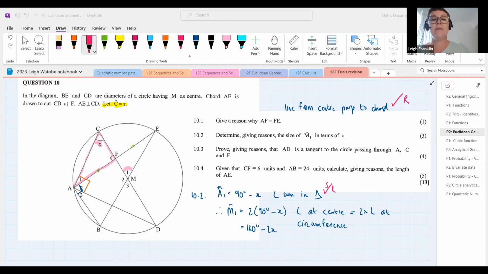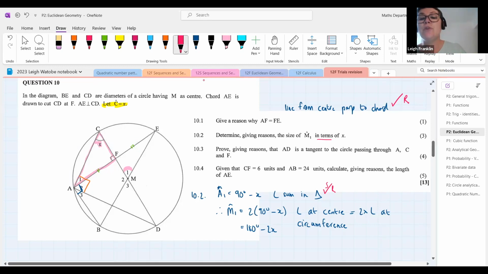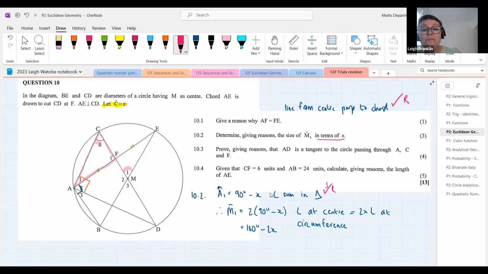Okay, so that's why you leave your final answer, Tuelo, as M1 equals 180 minus 2x. That would be your final answer, because they said here in terms of x. All right, so there would be a mark on the statement, and then there would be a mark on that reason, like so. Okay. Cool beans.